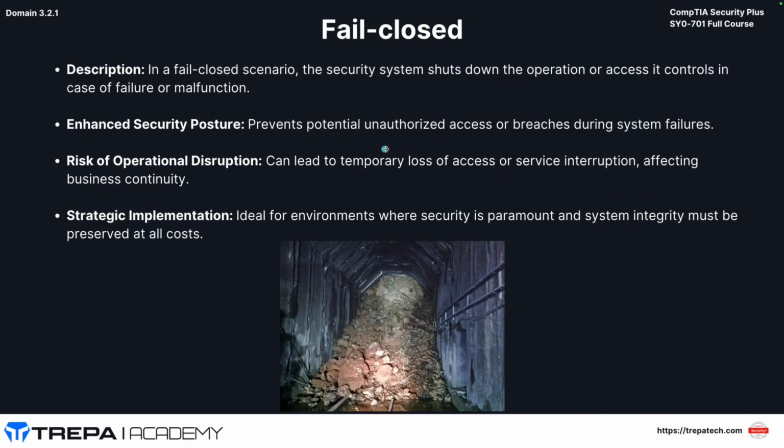Okay, then fail close. So in a fail close scenario, the security system shuts down the operation or access it controls in case of failure or malfunction. Now again, I always look at this like a whitelist, which is different. That has an implicit deny at the end. So I need to go and permit things that are allowed on the network. And then if a user does go to that bad domain, because I'm thinking URL filtering here, not just application downloads, it won't let us, right? It's saying, can't go there. You just hit our implicit deny at the end.